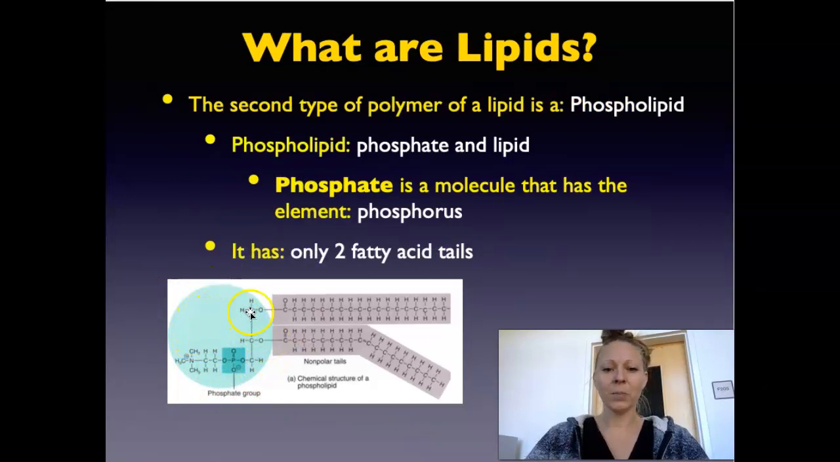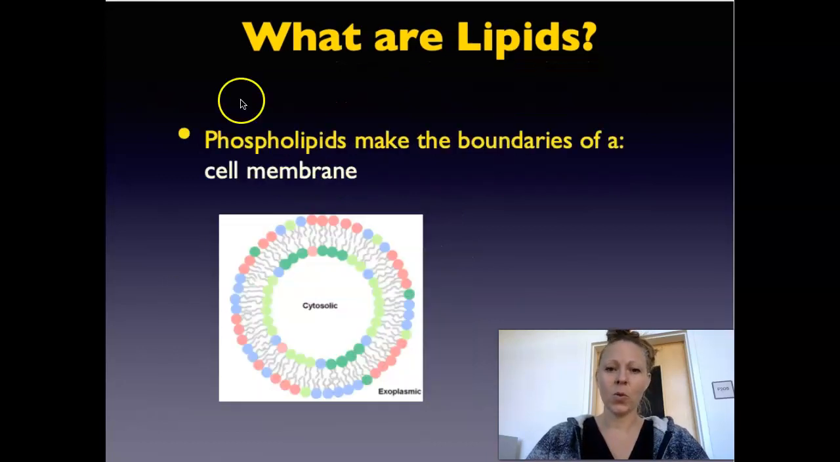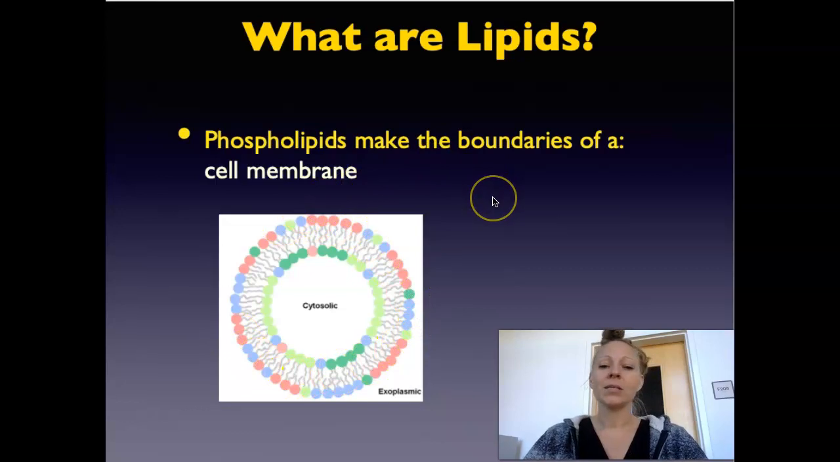And so a phospholipid has only 2 fatty acid tails, so it's a little bit different. And it has a different function than a triglyceride. So we remember that triglycerides store energy, but phospholipids, well, they make up the boundaries of a cell membrane. So we've talked about cell walls, which are a carbohydrate. Cell membranes are something totally different.